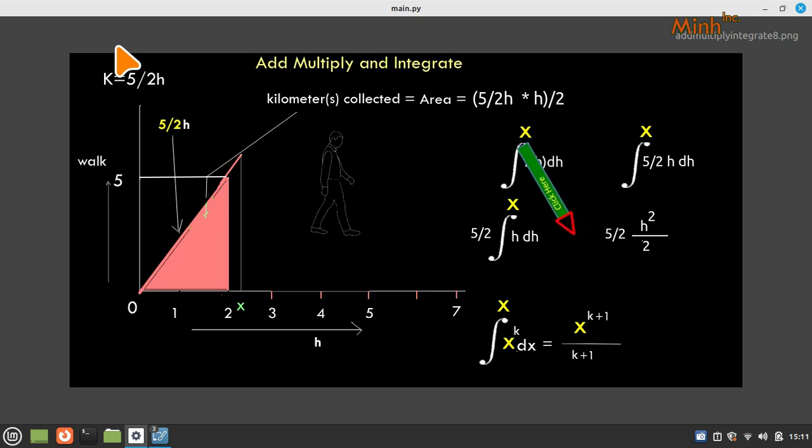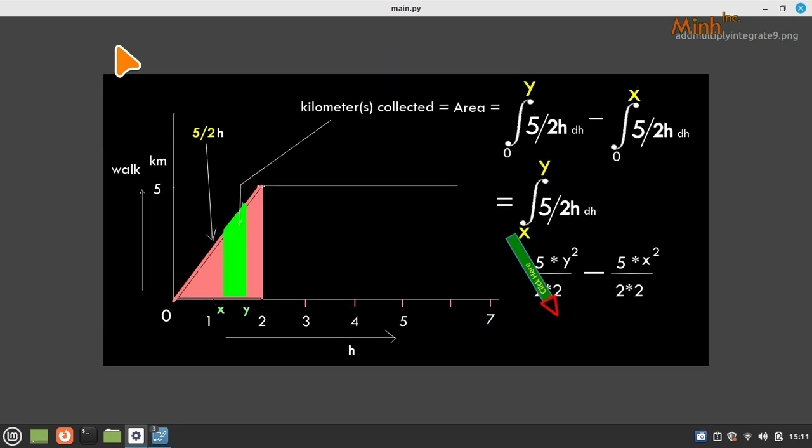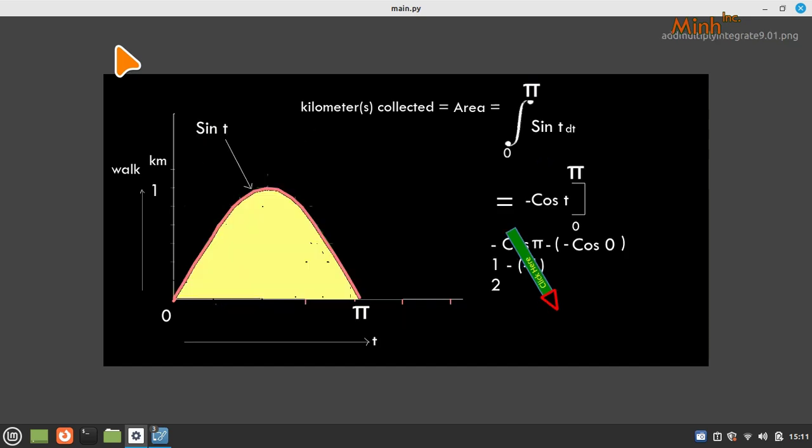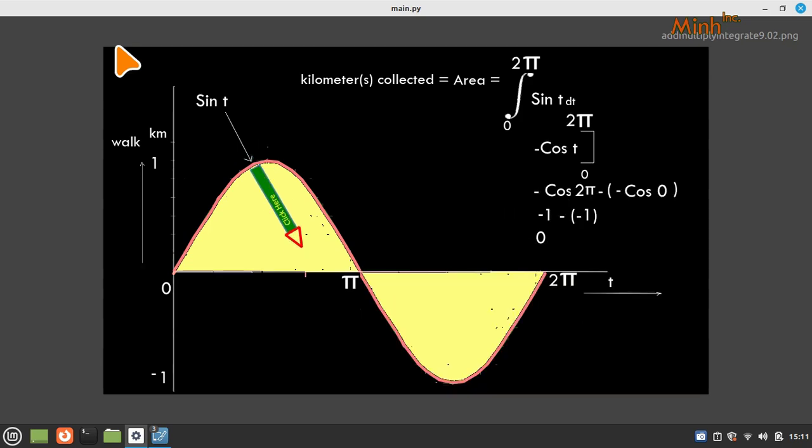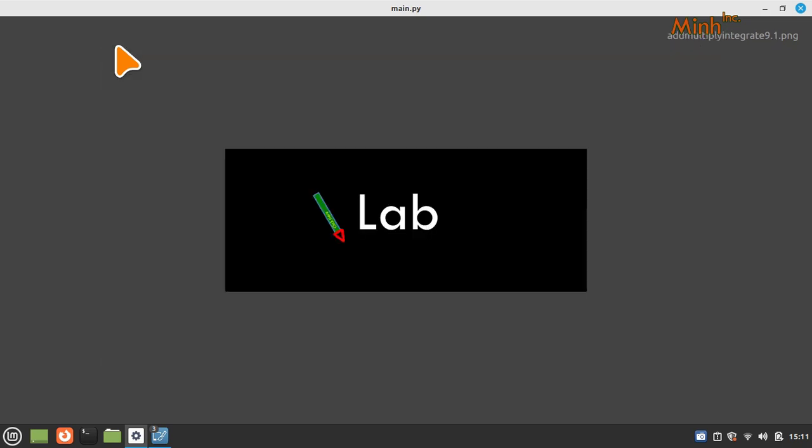From one range to another range, that difference we denote like this, x to y, where y is f(x). If f(x) is a triangle, then it is like this, and it leads to the formula of a triangle or any shape. We can have a range in a triangle also. Then we went with another function, sin t, and found the area, and we said how many kilometers this person has walked. So we'll see the lab.